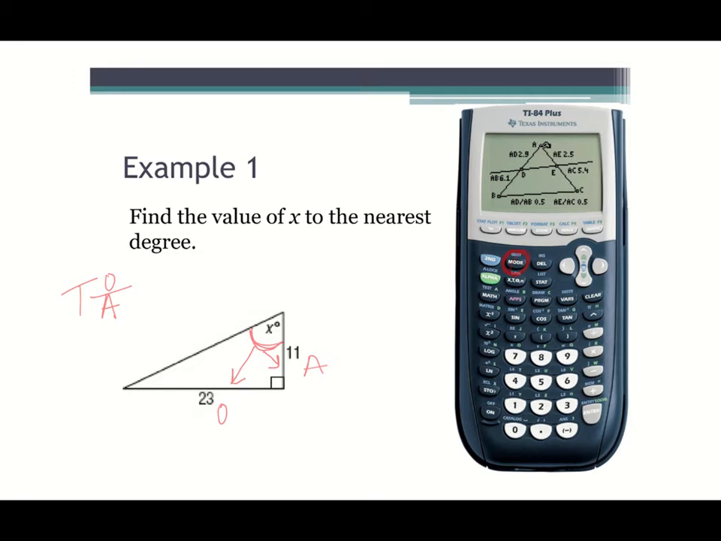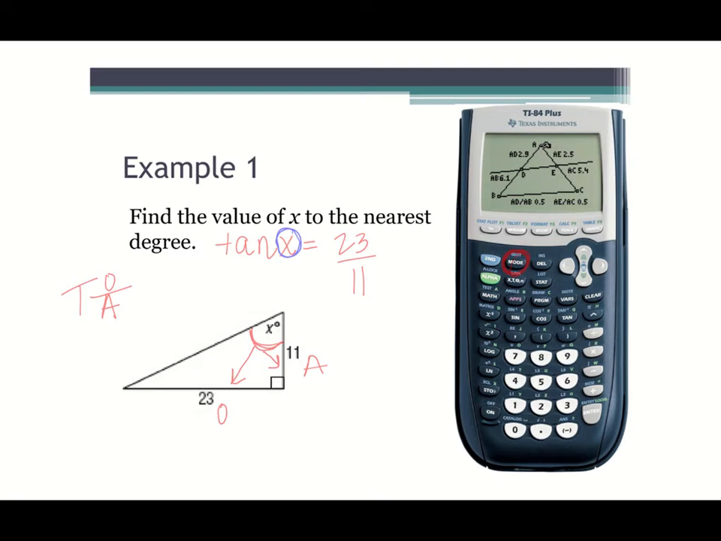So let's set it up. Usually we have tangent of theta. Well, in this case, we have tangent of x is equal to opposite over adjacent. Opposite is 23 over adjacent, which is 11. Well, now we have to go through and we have to solve for x. So in order to do that, we have to get tangent to the other side. Well, if it was like 2x, we would divide by 2. We would do the opposite.